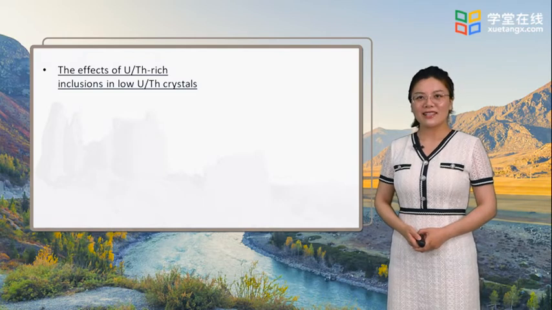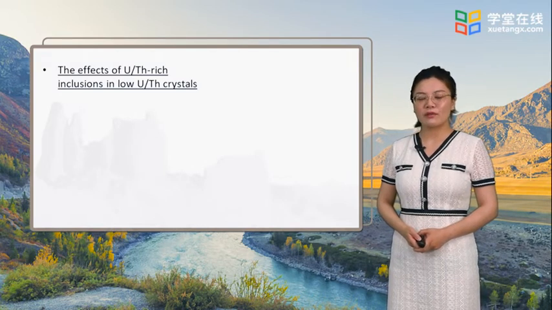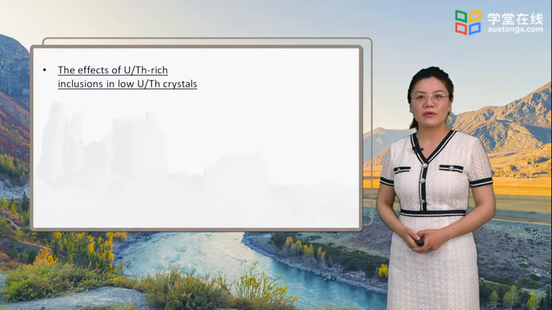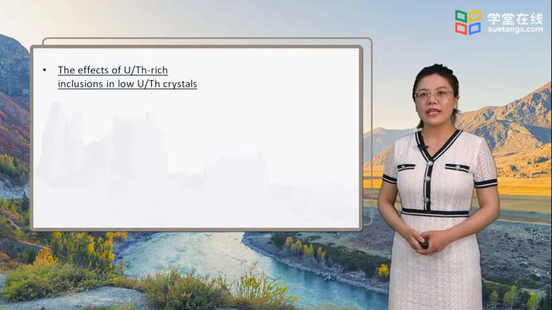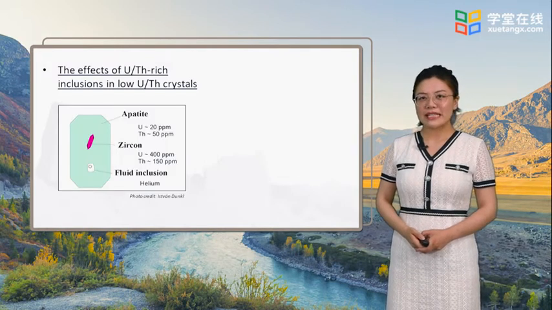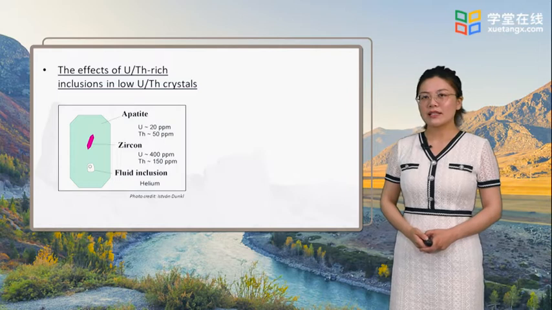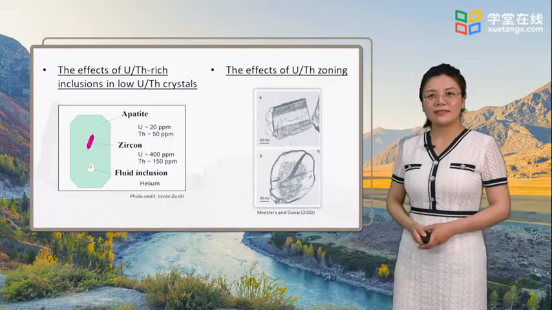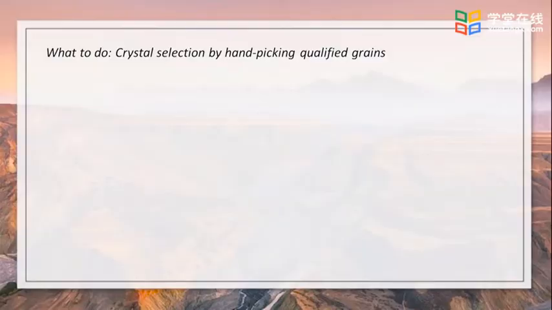As we have discussed in the last helium theory chapter, wrong ages would be yielded as a consequence of the effect of uranium or thorium-rich inclusions in low uranium or thorium crystals. For instance, the zircon inclusions in apatite, as well as the effect of uranium or thorium zoning, will give the wrong ages. To overcome the negative effects on final age data, crystal selection by hand-picking qualified grains is critically needed.